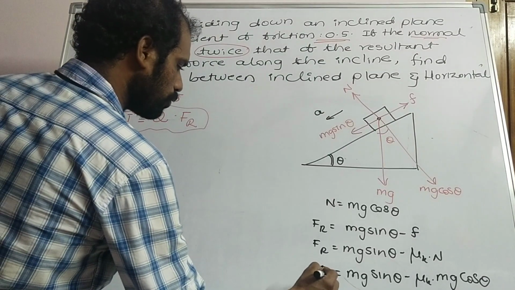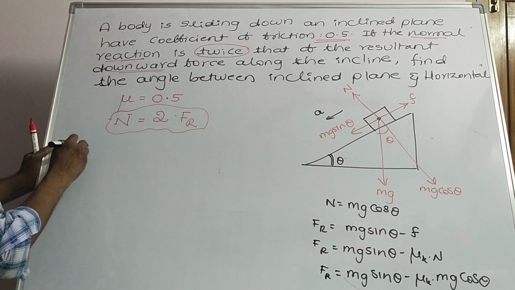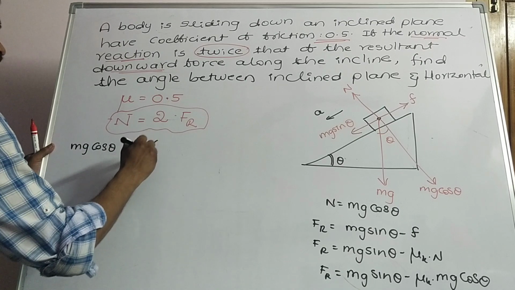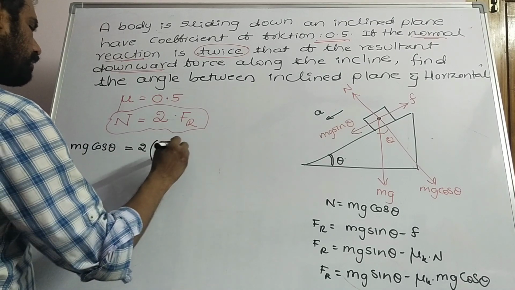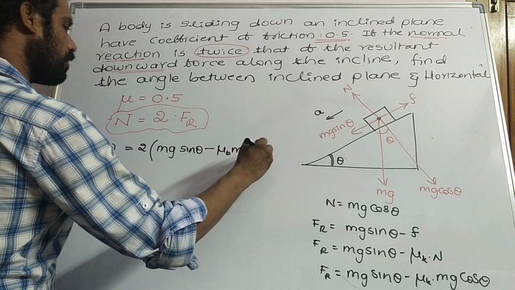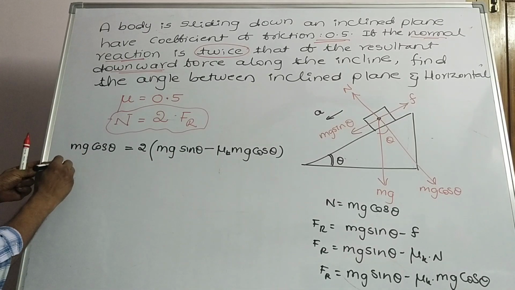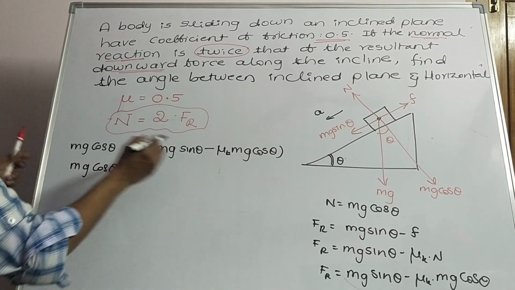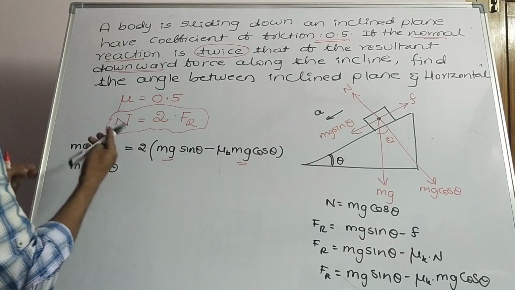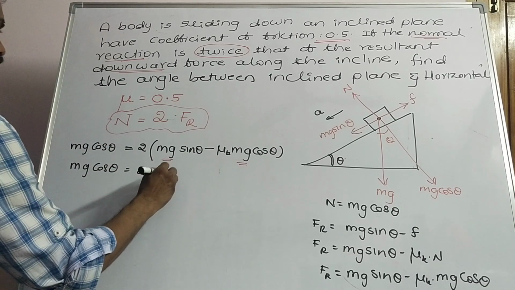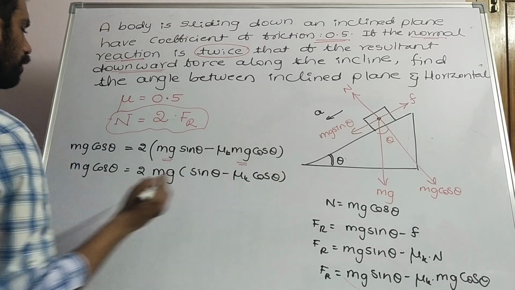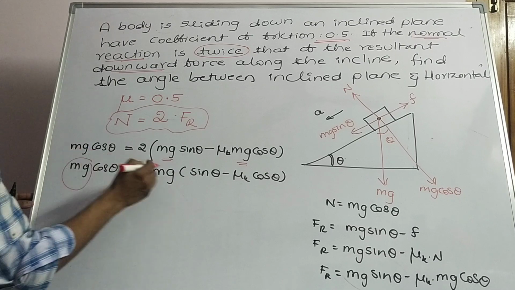Now by substituting these two expressions, N is nothing but mg cos theta, that is equal to 2 into Fr. That can be written as mg sin theta minus mu k into mg cos theta. Here we have mg as common. That's why the expression will be written as 2 mg into sin theta minus mu k cos theta. Now mg gets cancelled.